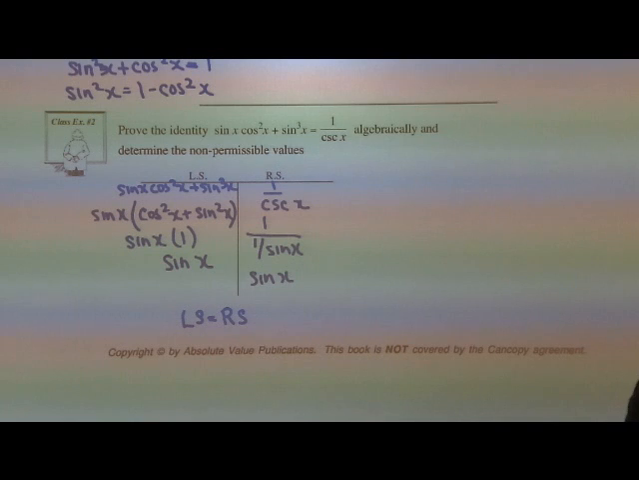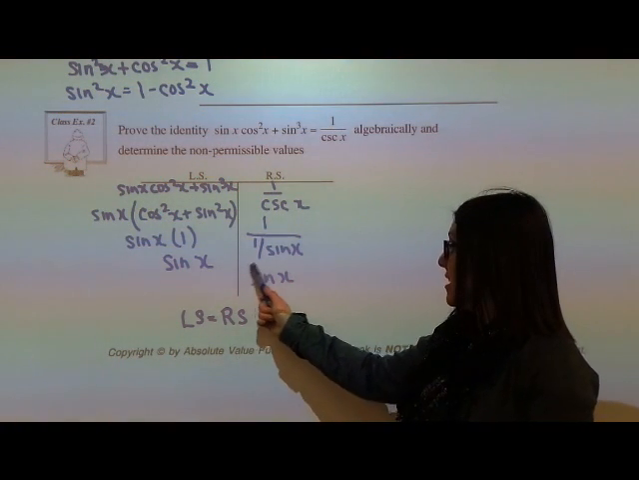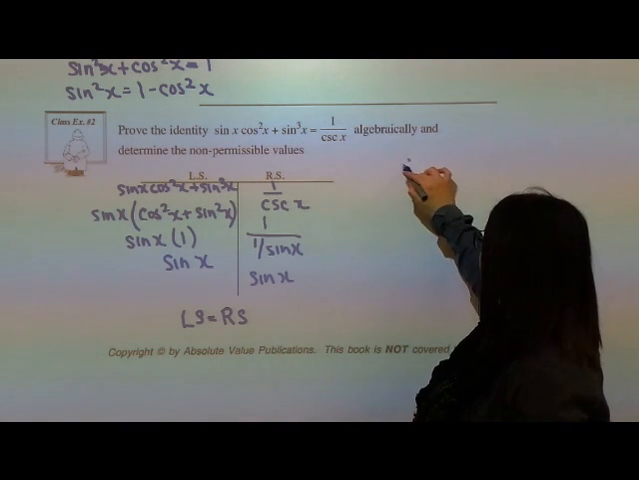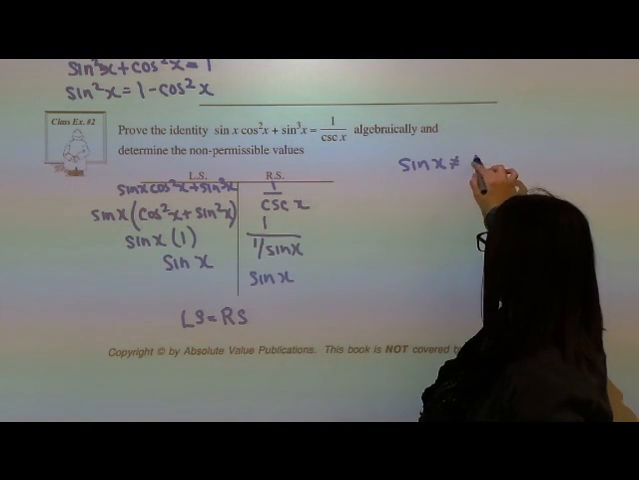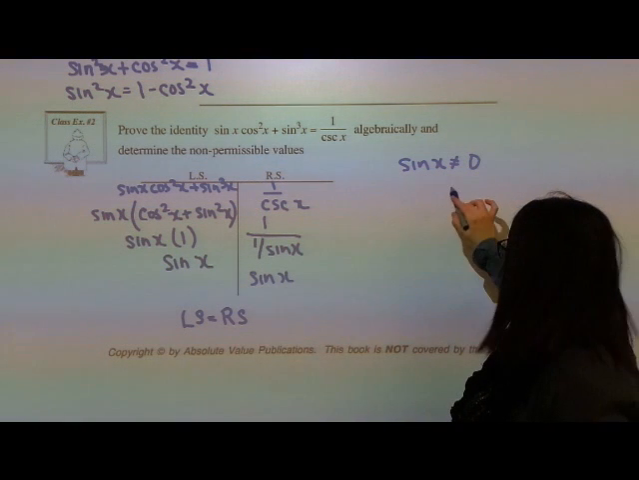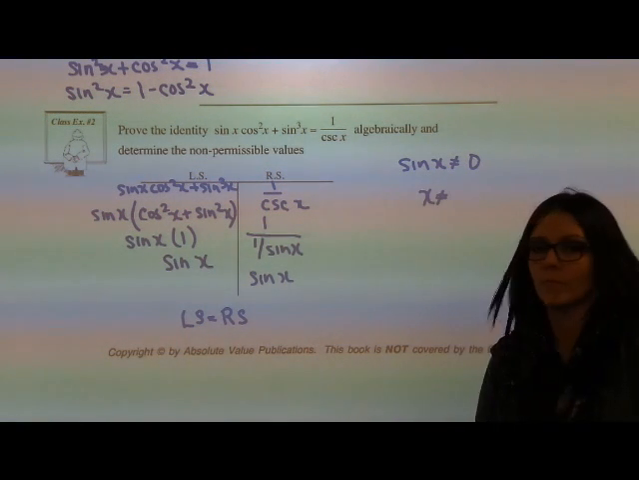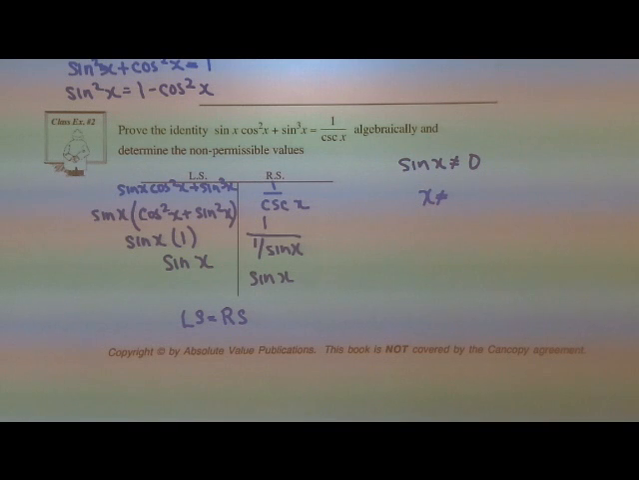Now for my non-permissibles, I look for denominators. Where do I have a denominator? In your cosecant x, which is sine x. So sine x cannot equal 0. When does sine equal 0? Multiples of pi.